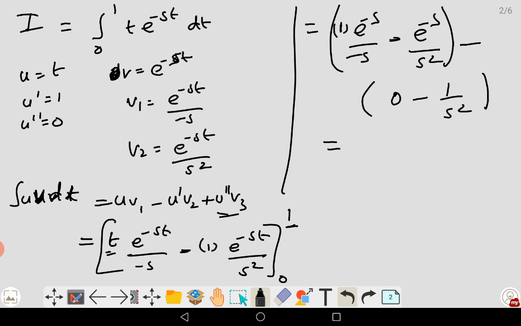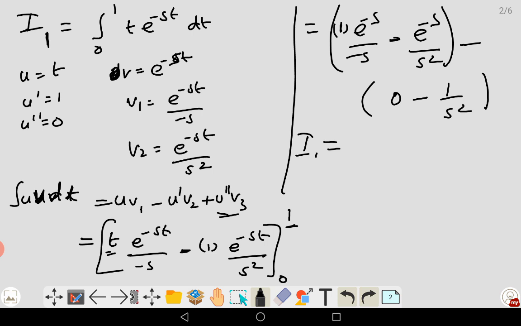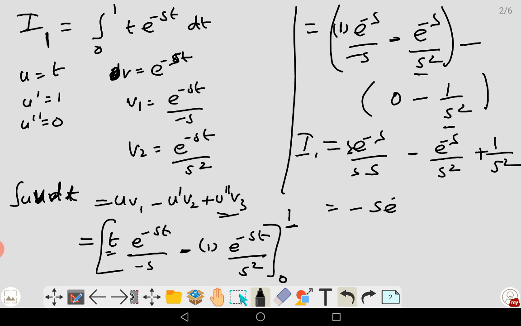So the first integration, I1 we can call it. I1 will be: see, both the terms have a common factor. So first we write e raised to minus s over minus s, minus e raised to minus s over s square, plus 1 over s square. Take s square as the LCM, so multiply by s here, right? It will be minus s into e power minus s, minus e power minus s, plus 1, over s square. This is the first integration.